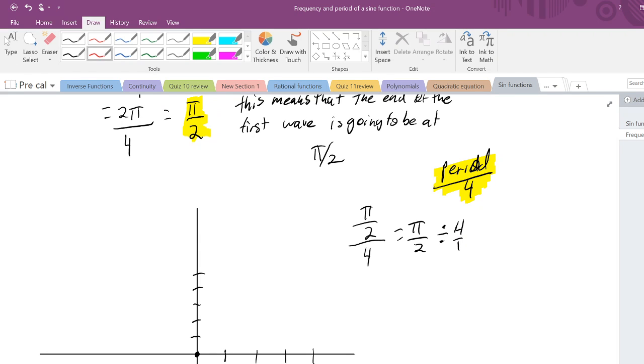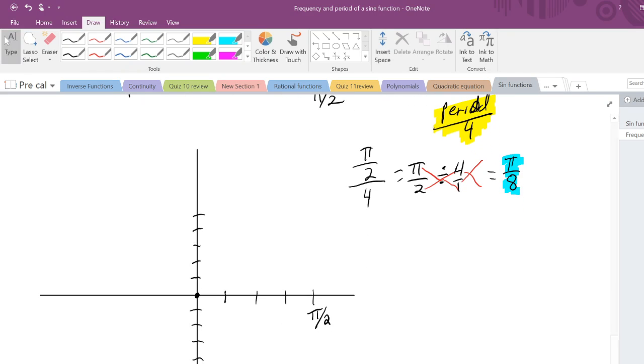Now how do I do this? I just cross multiply, and this is equal to pi over 8. So what this is telling me is that I'm adding pi over 8 to each x value. The first one would be just pi over 8, because 0 plus pi over 8 is pi over 8. And then the second point is going to be pi over 8 plus pi over 8, which is equal to 2 pi over 8, which is equal to pi over 4 if I simplify.